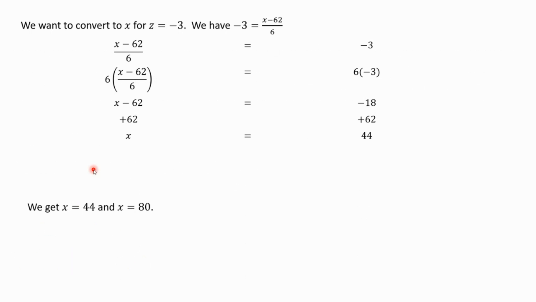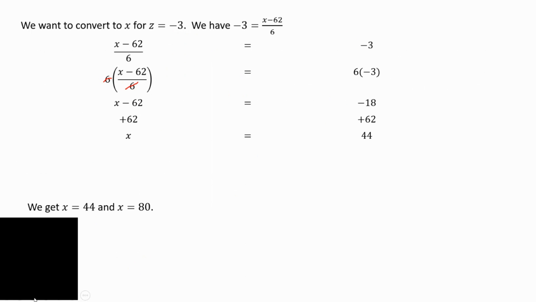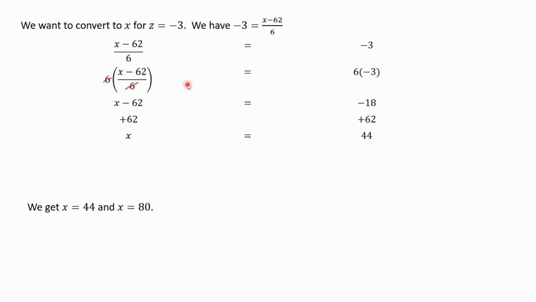And the same kind of calculations we do now for -3. In other words, we want to know what data value corresponds to -3. Well, it's the same kind of calculation. We multiply by 6. That takes away the denominator because the 6 is canceled. We add 62 to both sides. As you can see, we get x is 44. So 44 corresponds to -3.